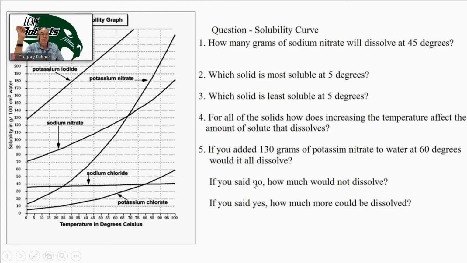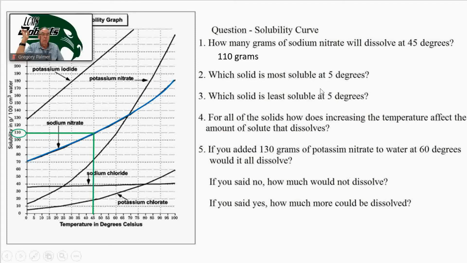All right, so the first question says, how many grams of sodium nitrate will dissolve at 45 degrees? The first thing we want to do is find the line they're talking about. The line they're talking about is this one, the sodium nitrate. And then it says 45 degrees. So we're going to find 45 degrees on the x-axis, and we're going to go up to the line, and we go over to the y-axis, and it tells us 110 grams would dissolve.